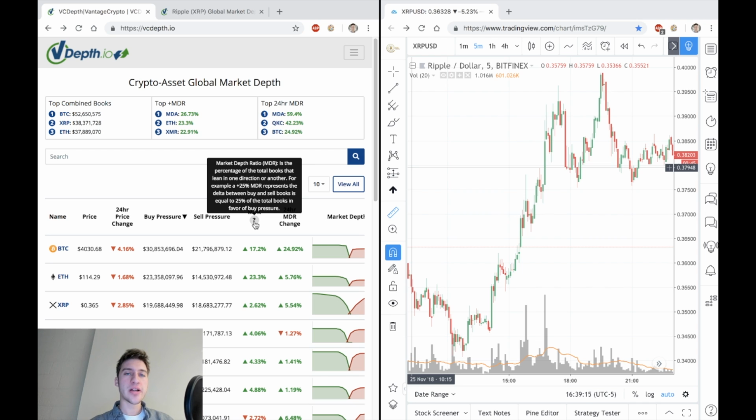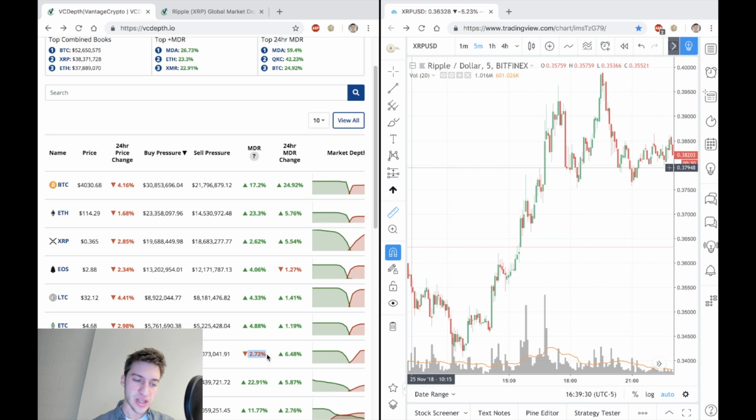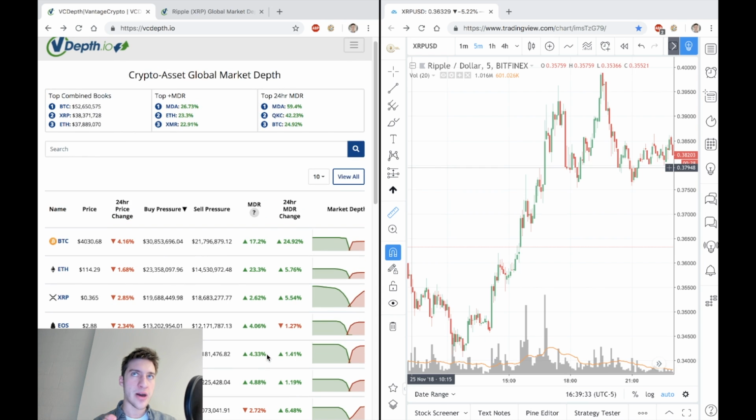MDR is the market depth ratio, and think of this as basically just saying, are the bids or the offers higher? When the bids are a lot higher, you're going to see a positive percentage MDR. When the offers are a lot higher, you're going to see a negative percentage MDR. And the amount of that difference is quantified by a percent.